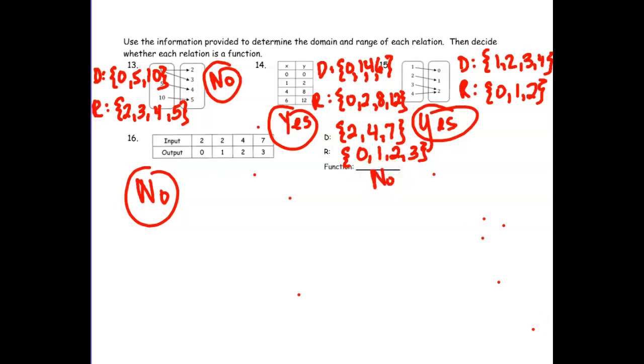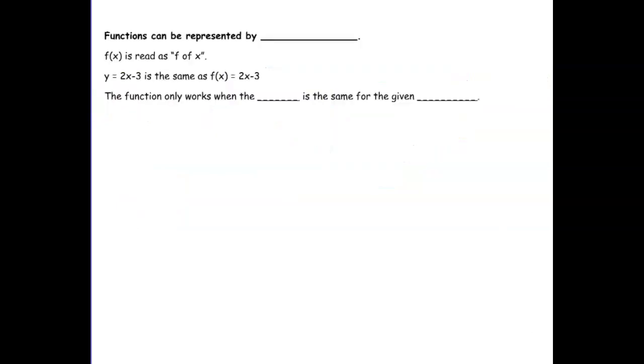Okay, so functions can be represented by equations, and we have a certain notation we use. If I have a function f and then parentheses x, we're not multiplying, we're actually reading f of x. It's called f of x. So in this case, y is equal to 2x minus 3 is the same as f of x is equal to 2x minus 3.